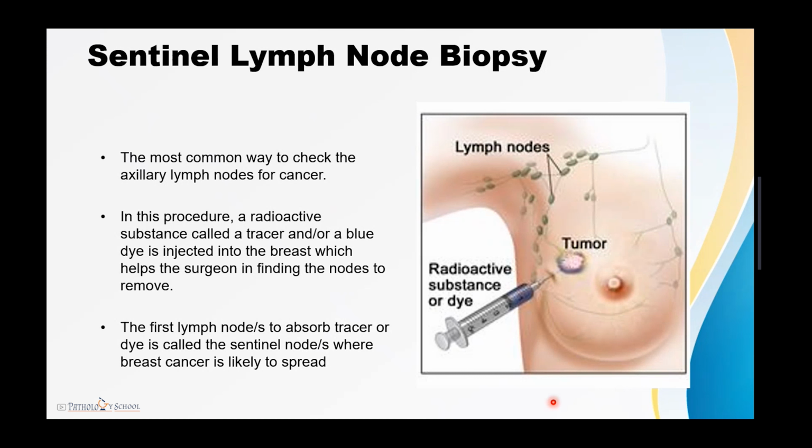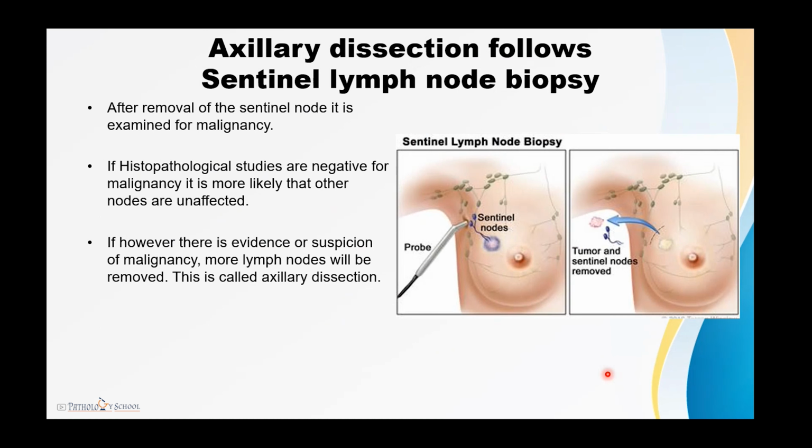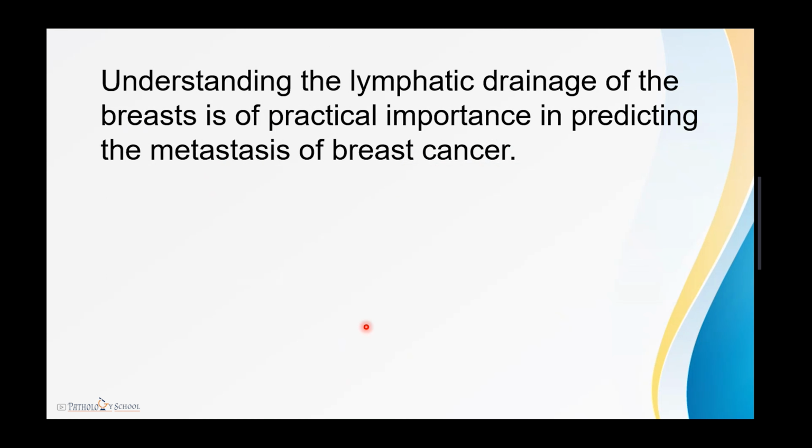likely to spread. If the biopsy of this node comes positive, this signifies that the margin is insufficient and the tumor needs to be resected extensively. After removal of the sentinel node, it is examined for malignancy. Understanding the lymphatic drainage of the breast is of practical importance in predicting the metastasis of breast cancer.